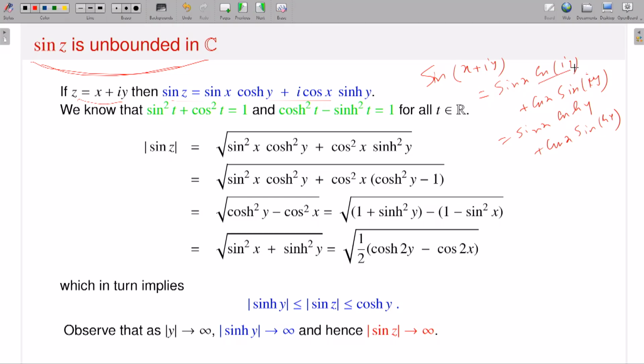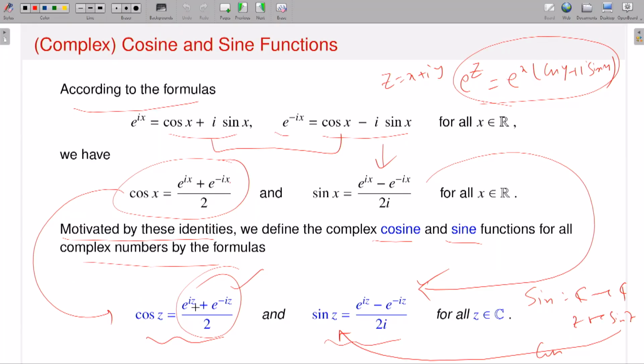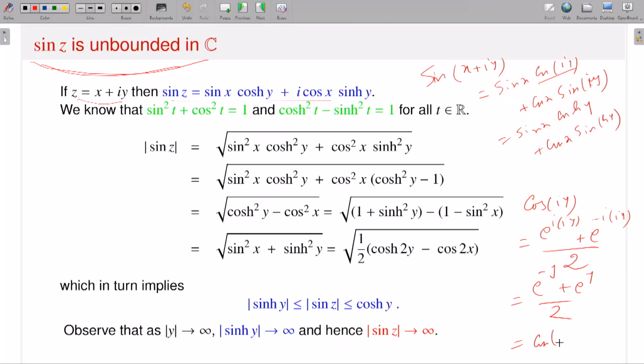And why is that? Because you just calculate cosine of iy. What is cosine of iy? What is cosine of z? Look, what is the definition of cosine of z? E to the power iz plus e to the power minus iz, divided by 2. Right? So what is that? This should be e to the power minus y plus e to the power y, divided by 2. And this is the real case, you know. E to the power y plus e to the power minus y by 2 is nothing but cosine hyperbolic y. Similarly, you can say that sine of iy is the same as i times sine hyperbolic y, just by the definitions.